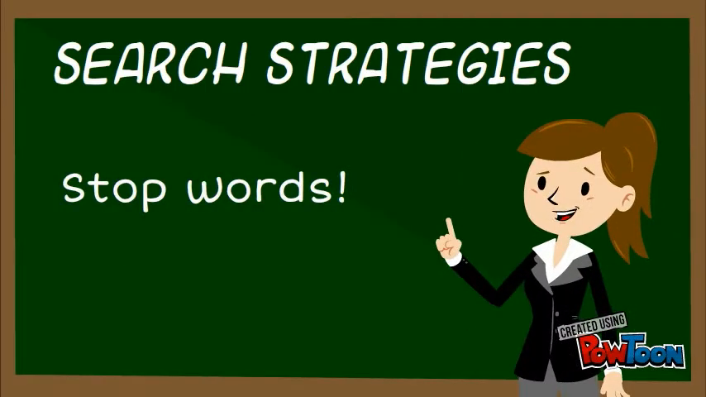Stop words are small and common words that many search engines don't stop for when searching the web. Examples are a, about, and. Not all search engines recognize the same stop words, and their lists can and do frequently change. Make sure you know what your search engine is looking for and what it's not.